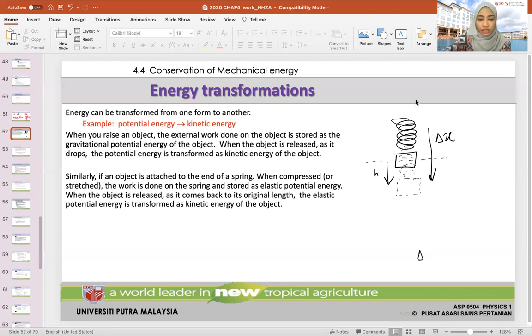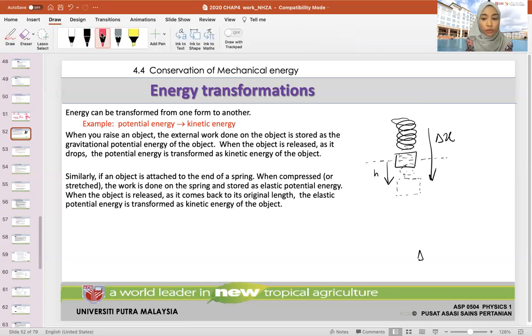So now the spring is being stretched. Therefore, the mass goes down. So we can observe that we will have a change in UG. So our h decreases, right? Let's say I started at a height of 10.